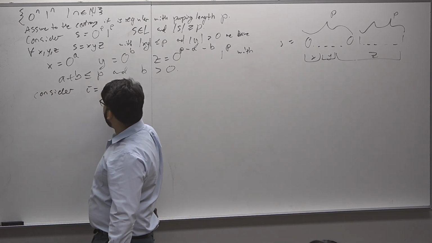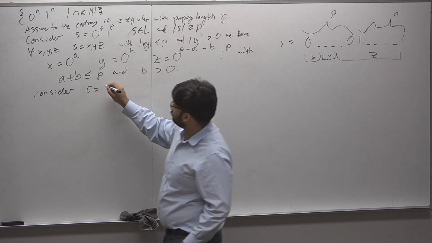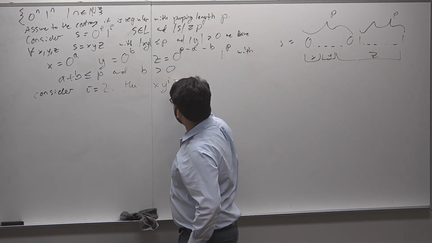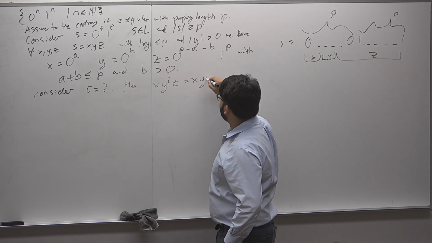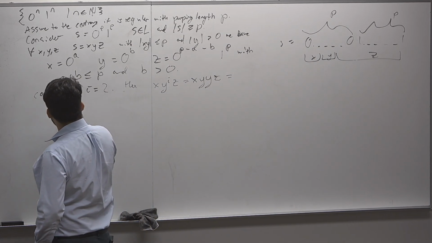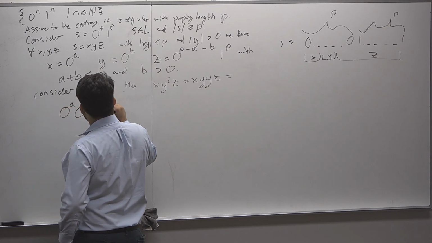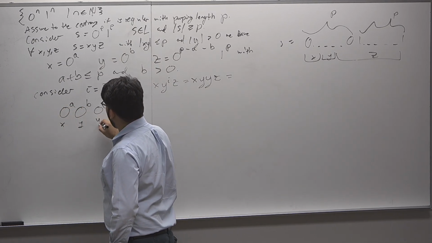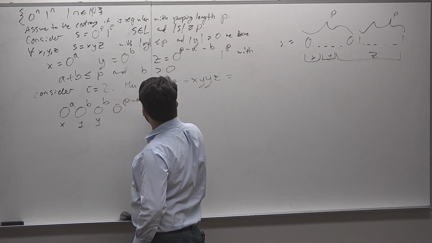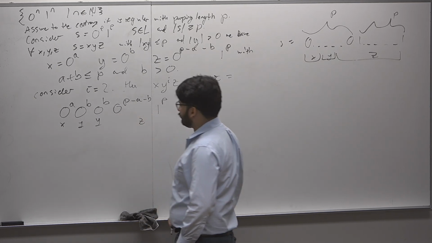But consider i equal to, give me an i that's not 1. 2. Then xy^iz is equal to xyyz, which is equal to, what is xyyz? We're going to have 0 to the a. Then we have two copies of y, which is 0 to the b, 0 to the b. This is x, y, y. Then we're going to have z, which is 0 to the p minus a minus b, 1 to the p. And this here is z.